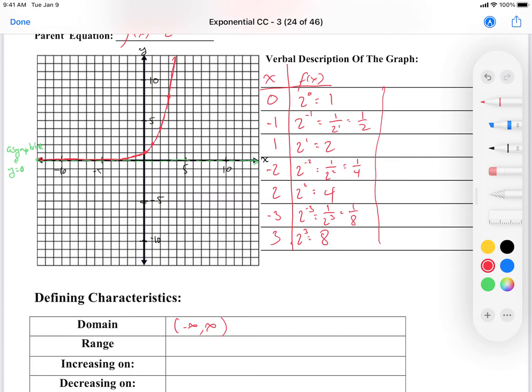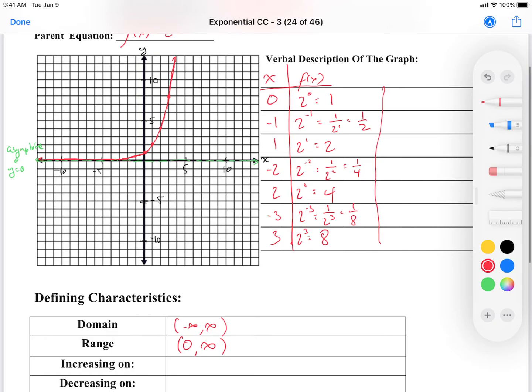What about the range, though? Remember, domain is talking about my x values that I can get. The range is talking about my y values that I can get. 0 to positive infinity. Now remember, my graph can't ever actually equal 0. So instead of a bracket, I'm going to have a parenthesis for 0, and then it's going to keep going up and up and up to positive infinity.